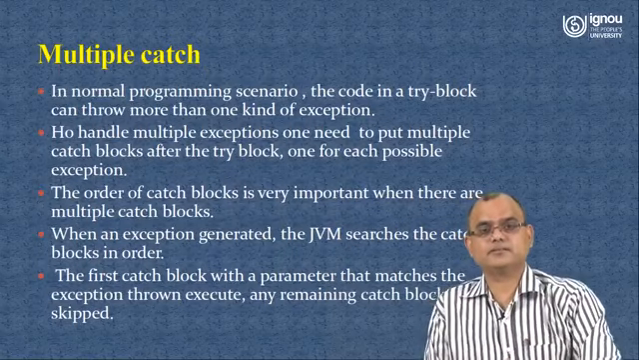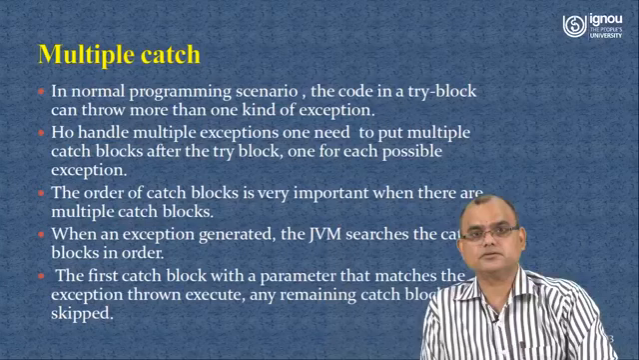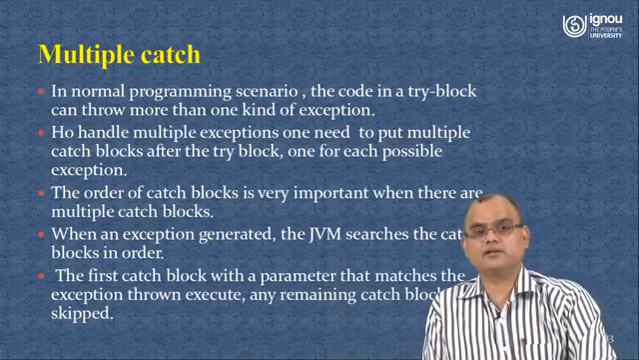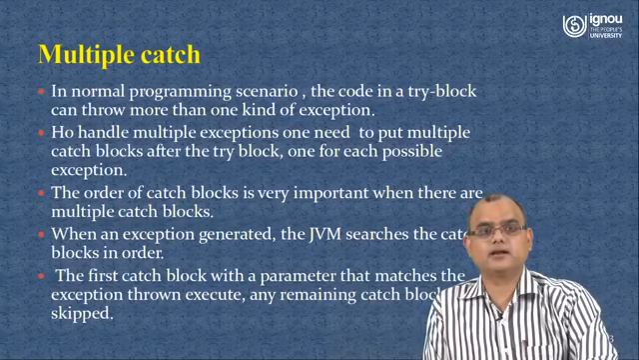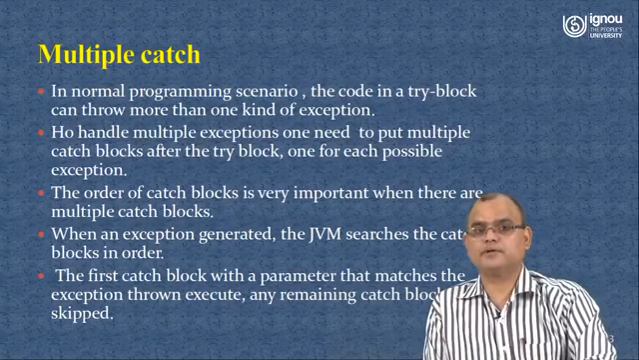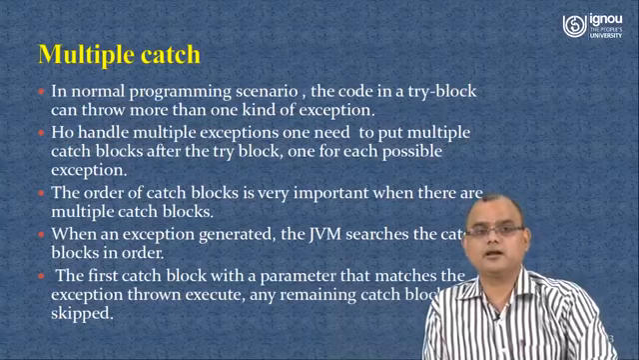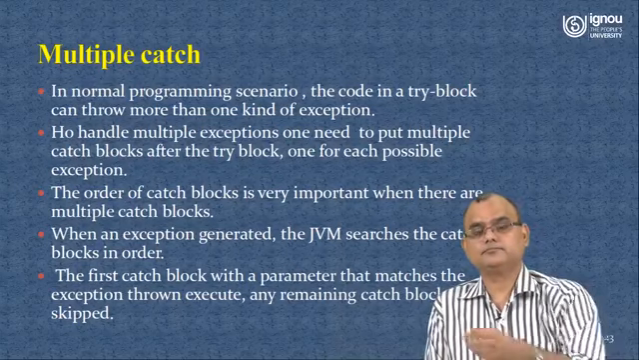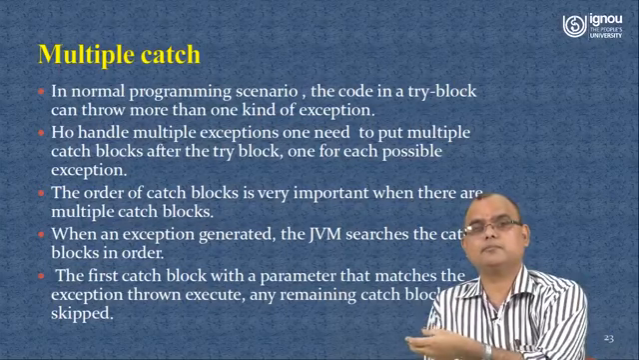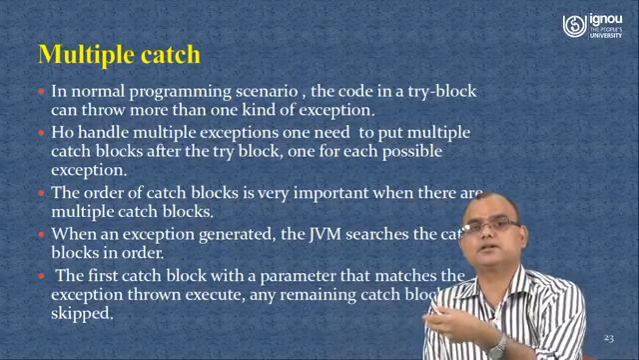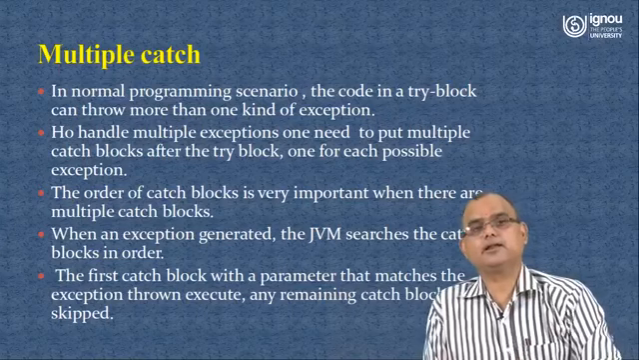As I discussed about multiple catch scenarios, you can have multiple try catch blocks. When there are multiple catch blocks, the ordering should be very clearly taken care of. When an exception is generated, the JVM searches the catch blocks in order, and that order is from the bottom level, or lower level in the hierarchy of the exception classes, to the higher level in the hierarchy.